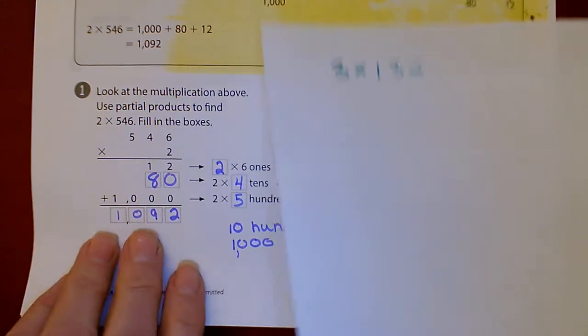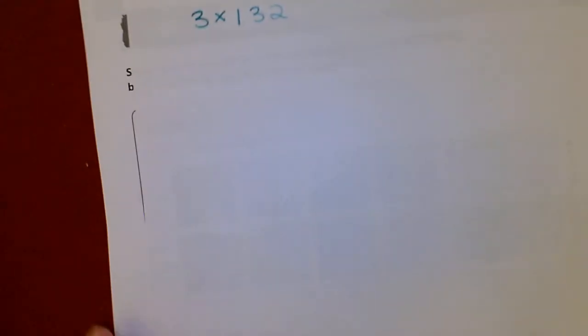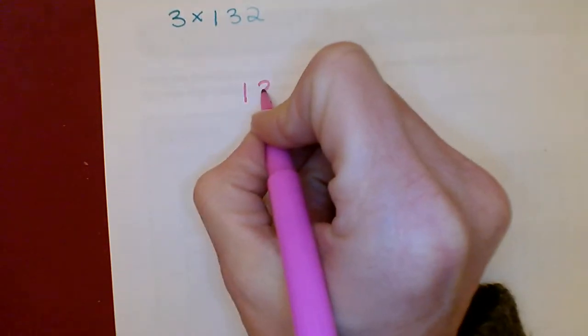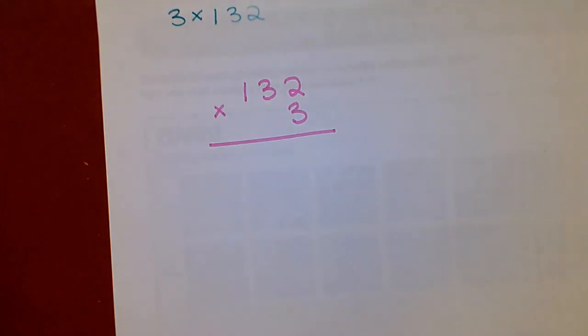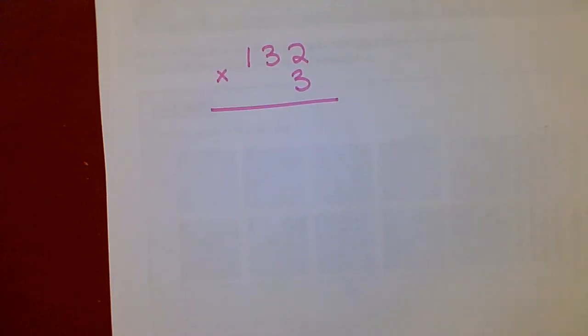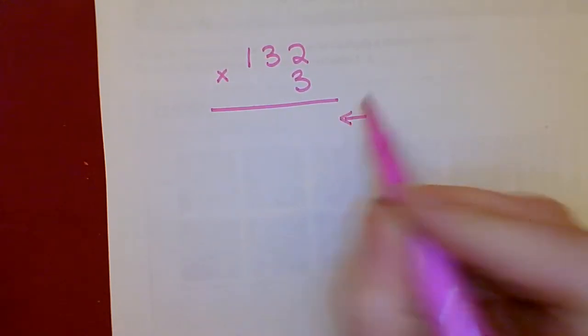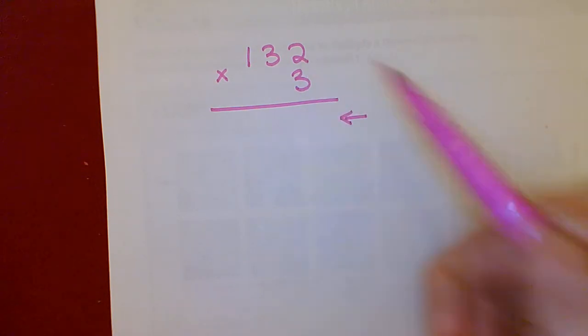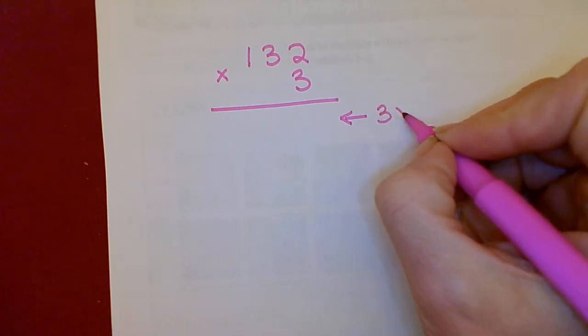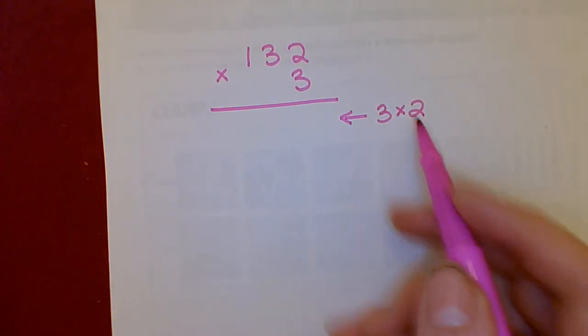We are going to do this, and again, we're going to use the partial products, and we're going to do it by lining it, by stacking it. So I'm going to rewrite it first. I think this pen is starting to run out of ink, so let's switch it up. So we have 132 times 3. So remember, the first thing that we are going to do right here is we are going to do 3 times the ones. And when I do 3 times the ones, I see that I have 2 ones. So I'm going to do 3 times 2. And 3 times 2 is just 6.